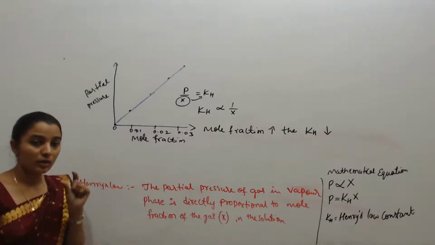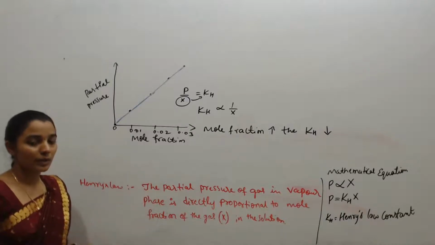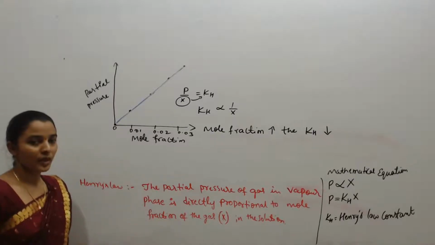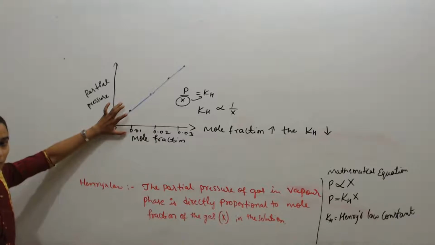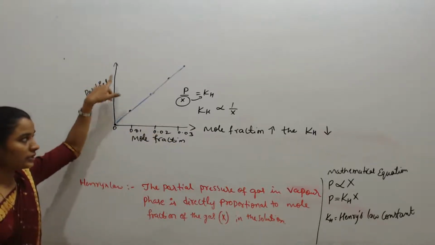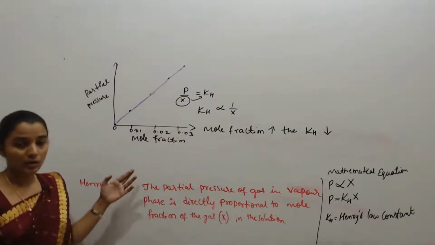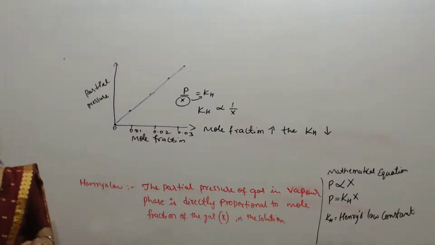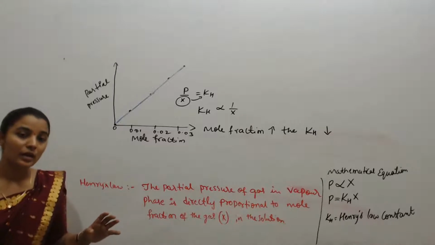There we can ask the question: state Henry's law and give its mathematical expression or representation. This is the statement, that is the mathematical expression, and this is the graph of how they vary. If the mole fraction increases, partial pressure increases, but the constant decreases. So this is what I'm telling about the pressure of gases in liquids.